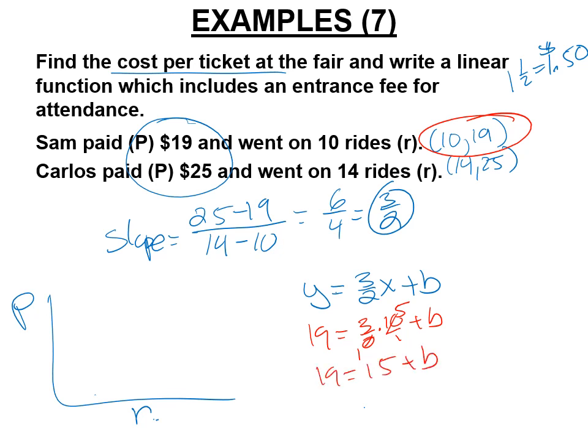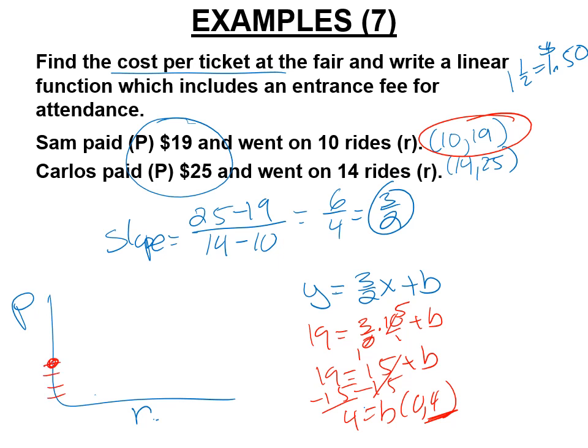Okay, so we have 5, right, because now it's reduced to 3 over 1 times 5 over 1, which is 15. You subtract 15 from both sides. 4 equals b. The y-intercept is 0, 4. All right, so what does that mean? It's $4 to get in. It was $4 to get in here.